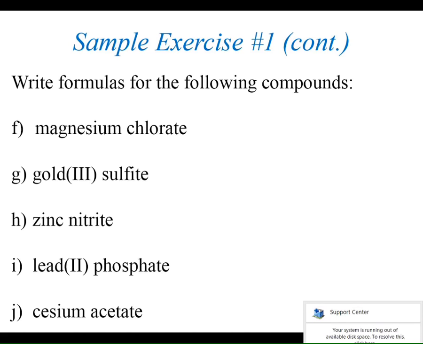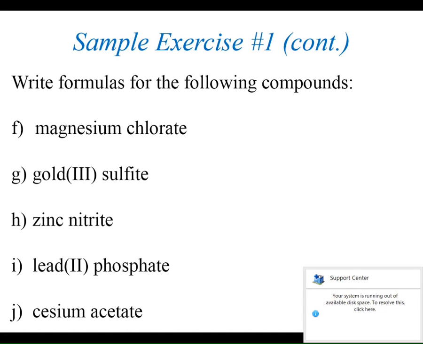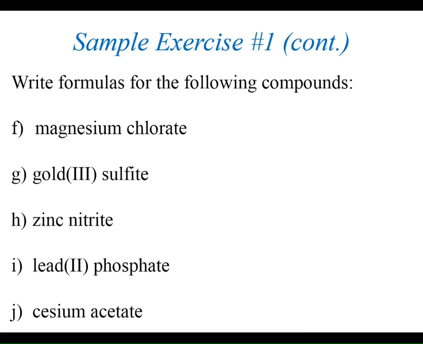Okay, so talk it over with somebody. What'd you get for the first one? Or help each other out. Find magnesium, figure out chlorate. You should know chlorate. So what'd you get for F? Talk it over. Ask somebody. Compare and contrast here. See what you guys got.